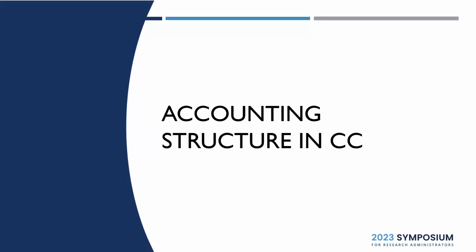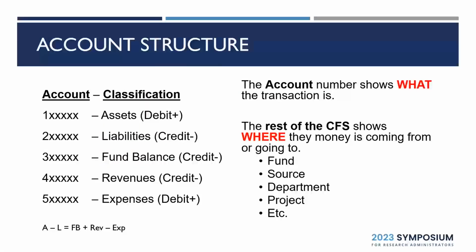Moving on to the account structure. The high-level account structure in ConnectCarolina is set up with asset, liability, fund balance, revenue, and expense account categories. This mirrors the structure of the accounting formula we just saw in the previous slides.